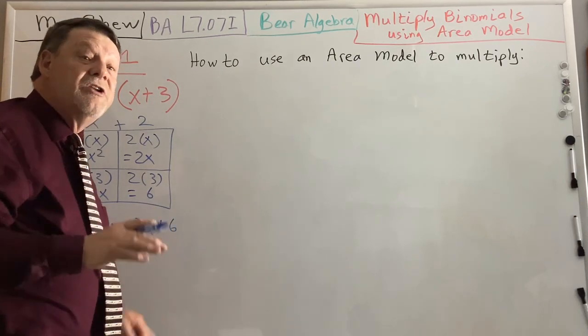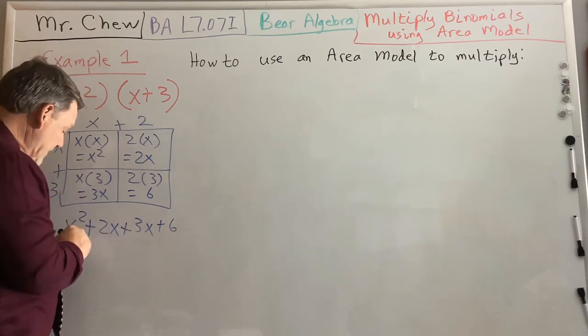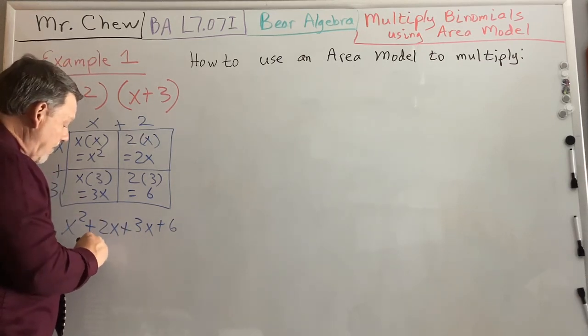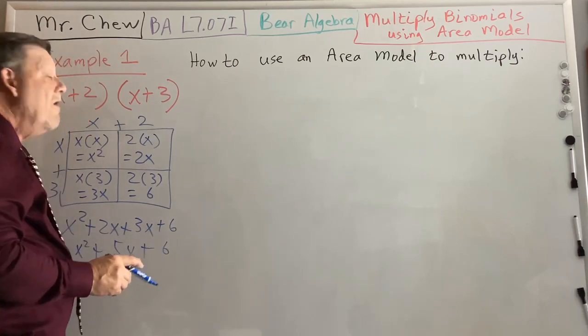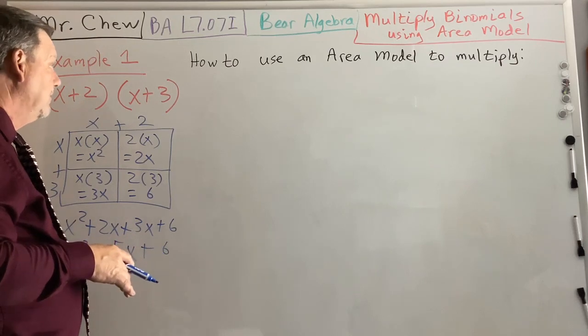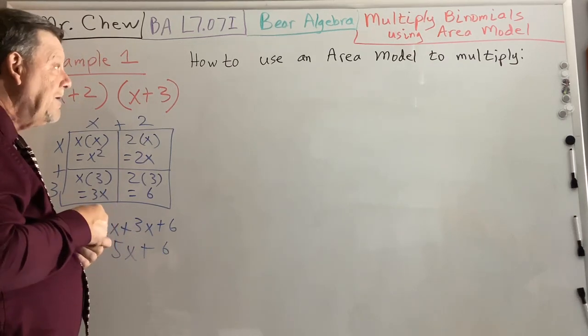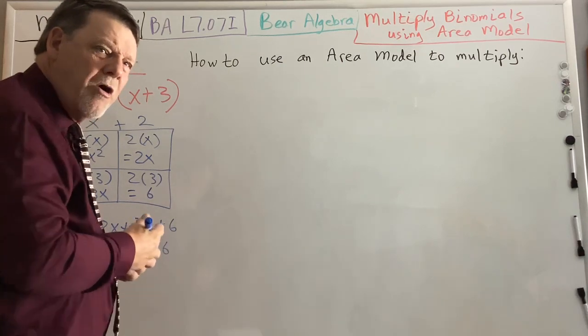Now I have to look and see, do I have any like terms? Right here is like terms. So my answer is x squared plus 2x plus 3x is 5x plus 6. I could have used any of the methods and gotten this same answer. Okay? All right, what do you think? Easy or hard?